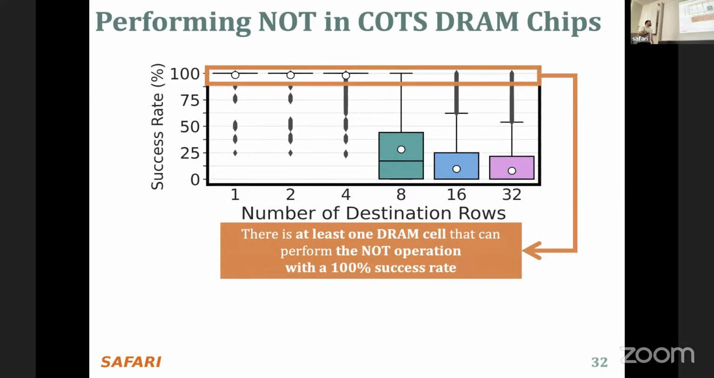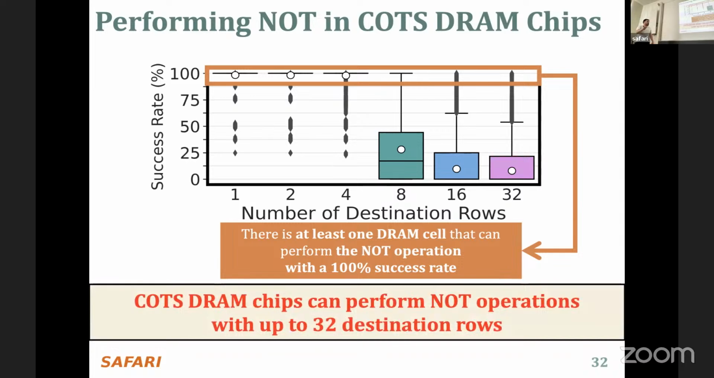And the main observation that we made from this graph is there is at least one DRAM cell in every number of tested destination rows that can perform the NOT operation with 100% success rate, meaning that in all of the 10,000 trials, we get the correct result. We get the negated value, basically. And our key takeaway, we conclude that off-the-shelf DRAM chips can perform NOT operations with up to 32 destination nodes.